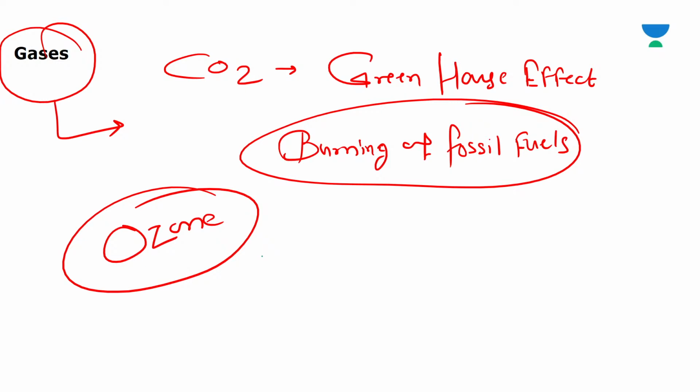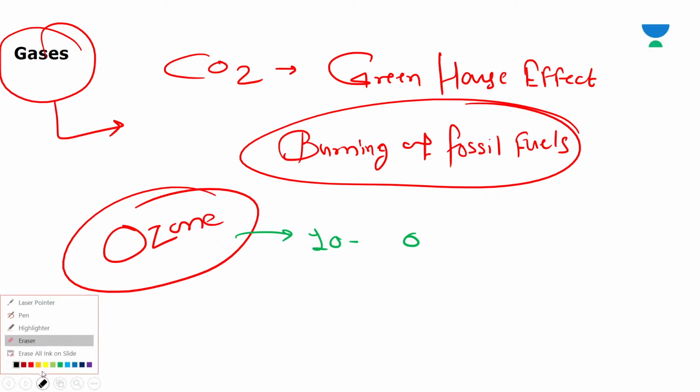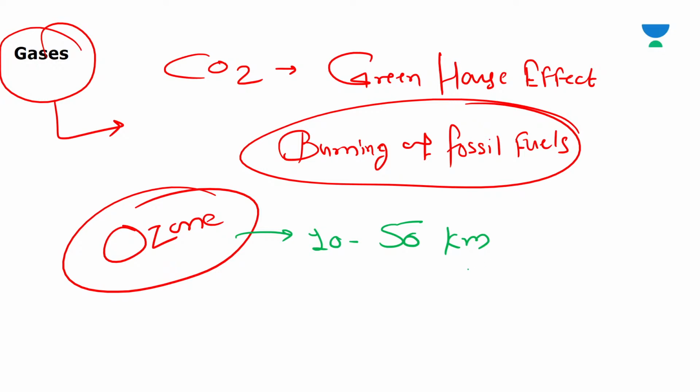Now, ozone is another important component of the atmosphere, which is found between 10 to 50 kilometers above the Earth's surface and acts as a filter and absorbs the ultraviolet rays radiating from the sun and prevents them from reaching the surface of the earth.